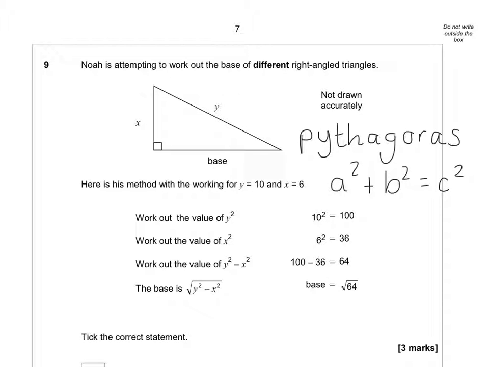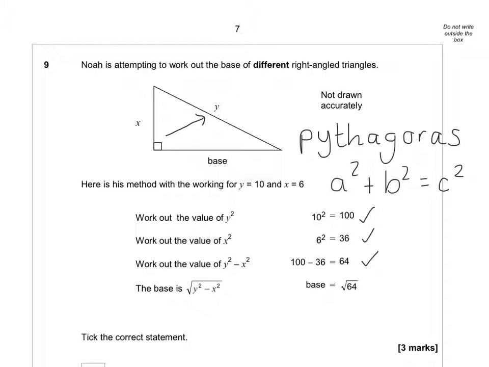So this is his working. He's shown some working for when y is 10 and x is 6. So value of y squared is 100. Yep. Value of x squared is 36. He's subtracting the squares because he's finding a shorter side. We know that this side is the hypotenuse, it's opposite the right angle, so we know y is the longest side. And then he's square rooted the answer, and he's saying the base is the square root of 64.